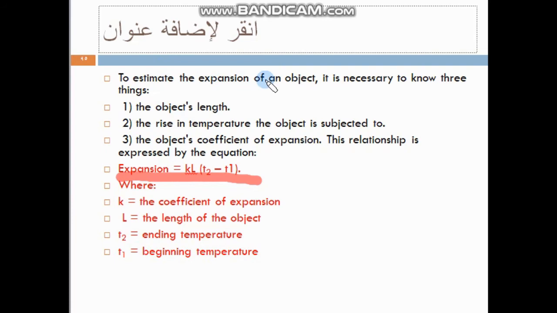To estimate the expansion of an object, it's necessary to know three things. What are these things? The first one, the object's length. If we don't have the object's length, we can't calculate the expansion. Second, the rise of temperature the object is subjected to. If we don't have T2 or T1, we can't calculate our expansion either. The third one, the object's coefficient of expansion. If we don't have the coefficient of expansion, and this is the key, that means you can't find the expansion.